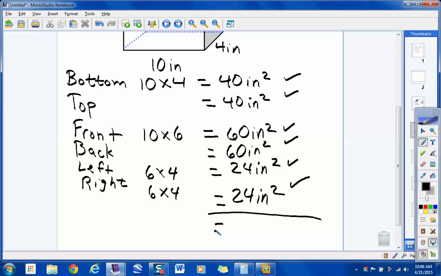I got it. 248. Taylor's on her A game today. Blew me away. 248. What kind of a unit would I like to attach to this? 248 square inches.